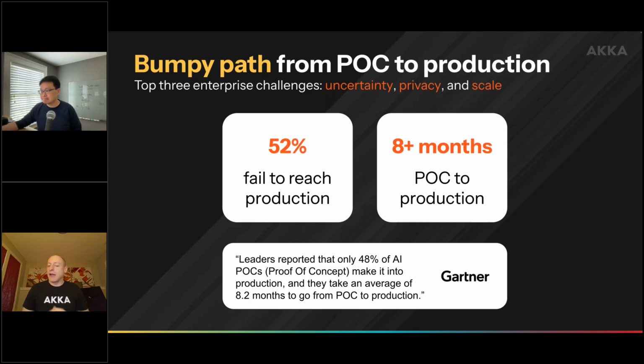It comes from Gartner, and 52% of projects don't make it into production. Furthermore, it takes more than 8 months for these projects to move from a POC into production. So even though you can build these agents and write these prompts fairly quickly, there's a lot of work between that initial idea and the final stage.